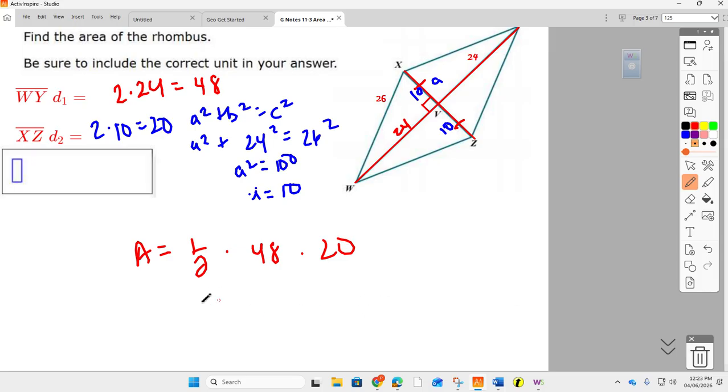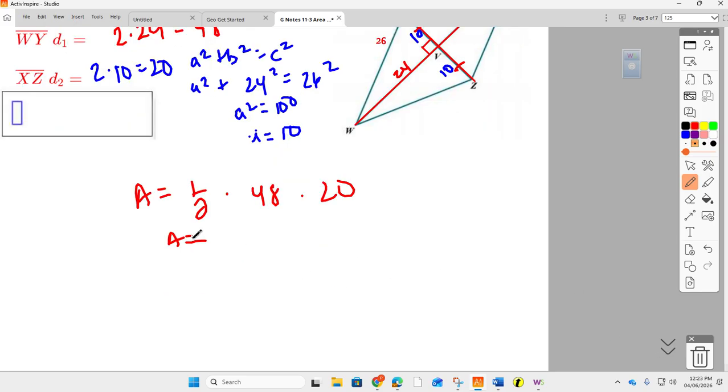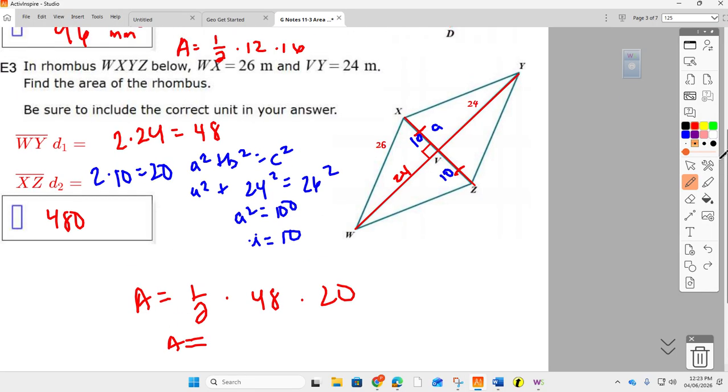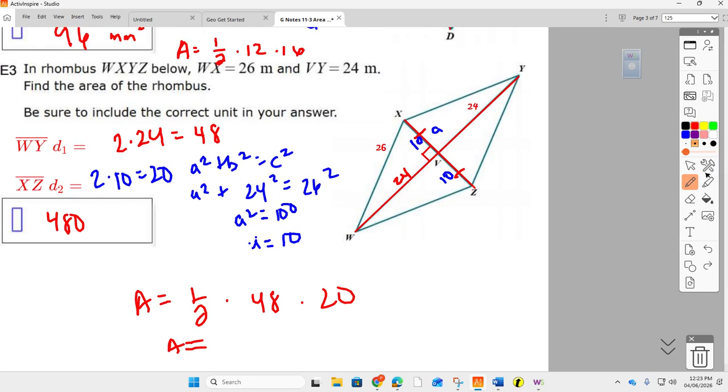What did you get, Thomas? Hold on. I got 480, but what did you get, Harlan? 480. What did you get, Vivian? 480. That's exactly right. And what is our unit of measure? What's our unit of measure, Thomas? Meters squared. Perfect. All right. Any questions? Y'all caught up with me?